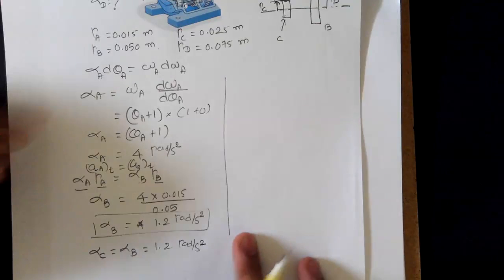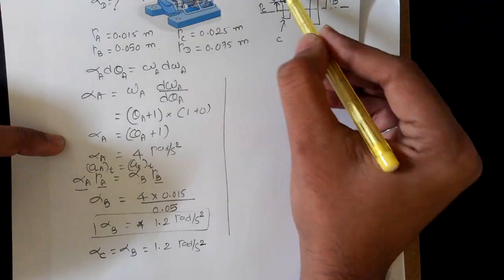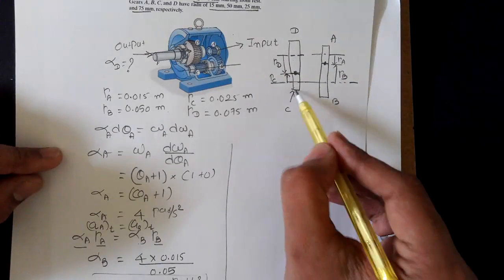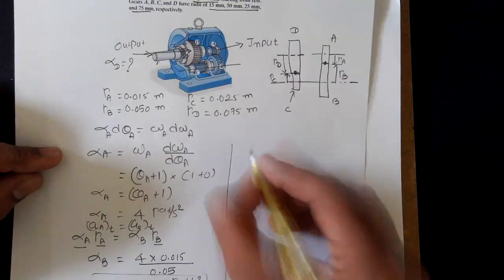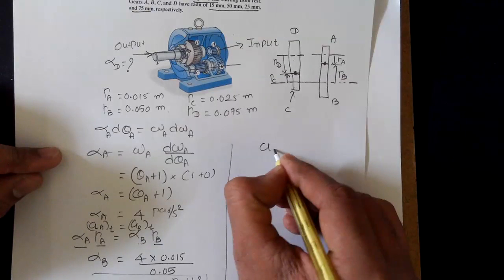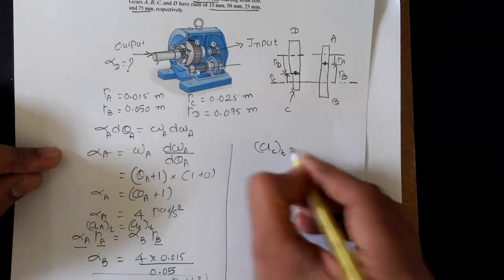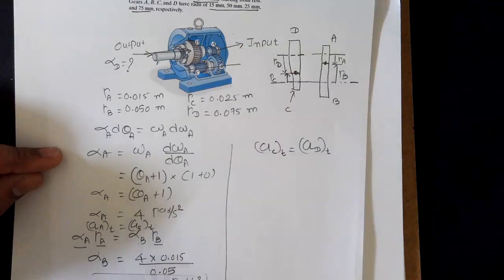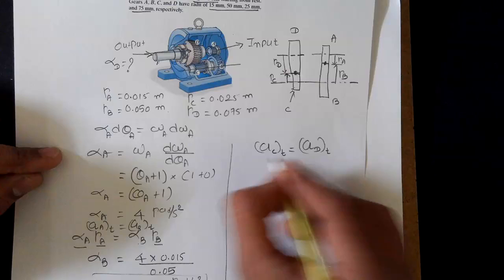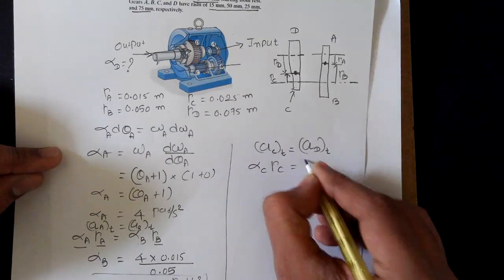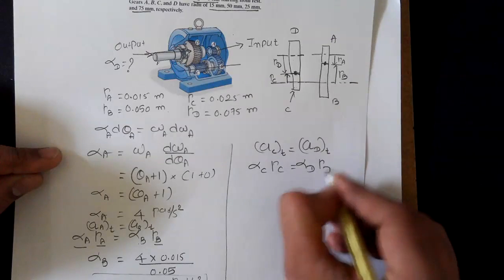And the last part is we need to calculate angular acceleration of gear D in this problem. Between C and D, they have a common point, and that common point must have the same tangential acceleration. So for gear C, whatever is the tangential component of the acceleration, it's the same for gear D as well. So we need to substitute the equation alpha r for tangential component of the acceleration. So alpha C RC is alpha D RD.